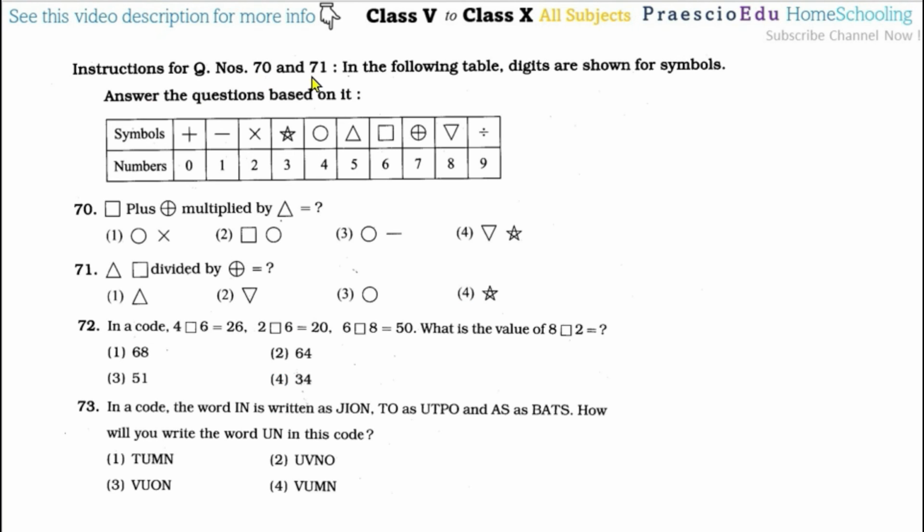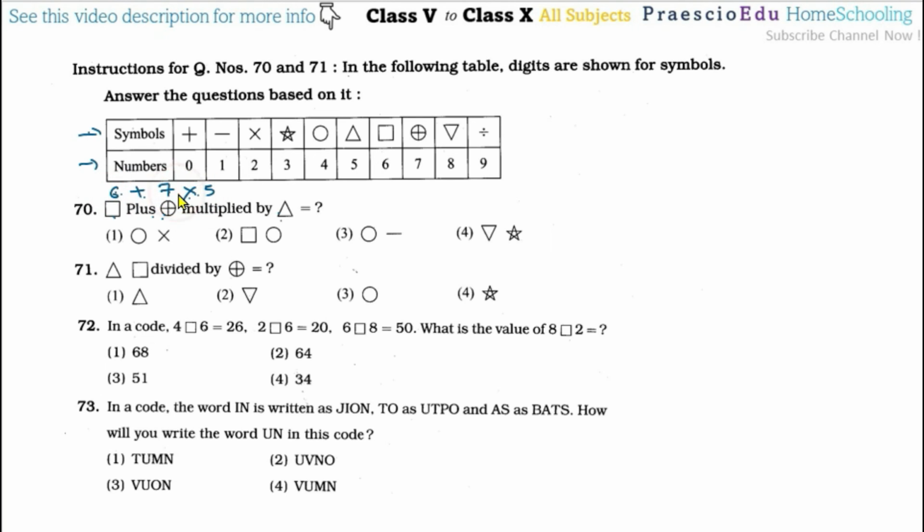Question number 70 to 71. The following table shows digits for symbols. So here is the table of symbols and their respective numbers. On this basis, question number 70: this symbol plus this one is 6, and then plus, now this symbol is 7 and multiplied by this symbol, which is 5. So 6 plus 7 multiply 5, multiplication we do first, so 35.